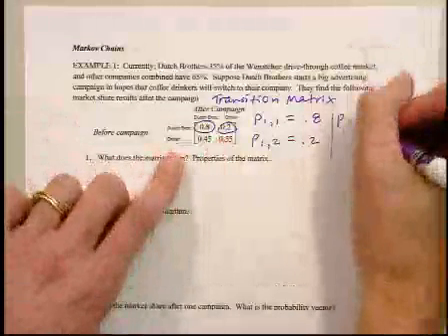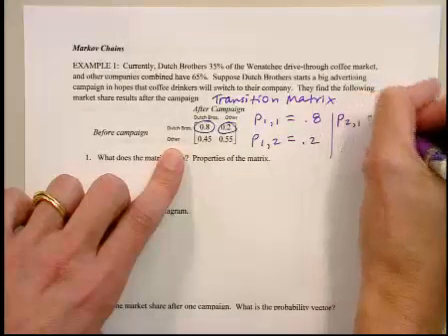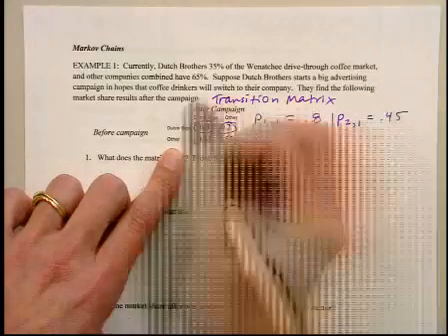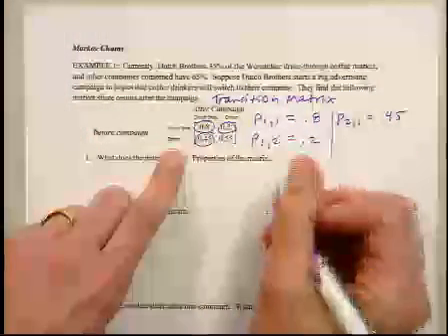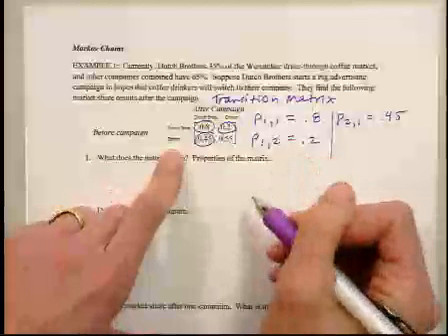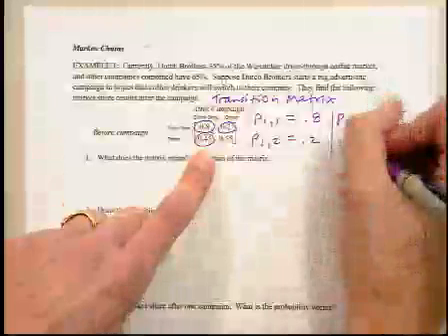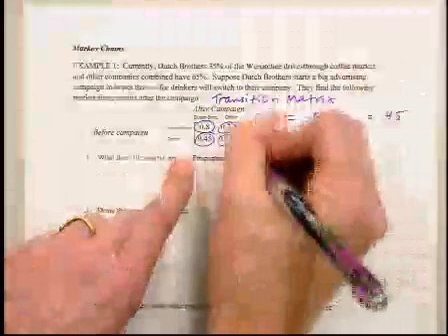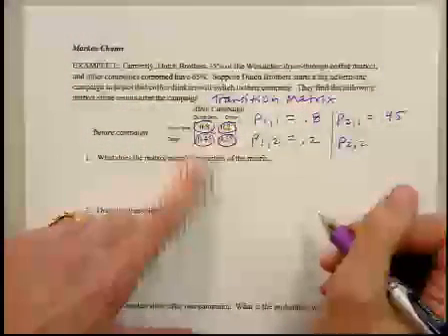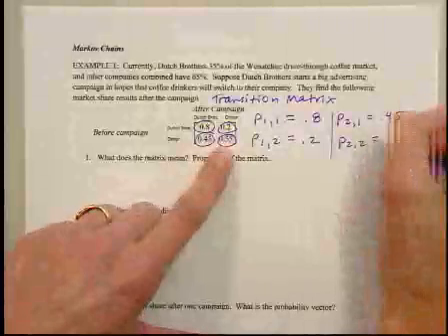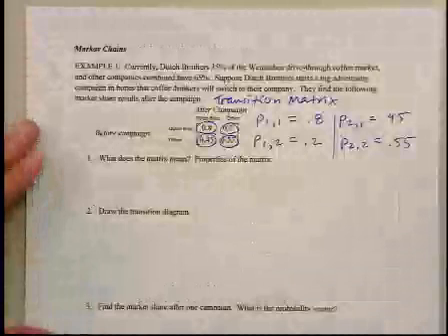Position, let's go to the other column. So that would be row 2, column 1, which is 0.45. So this number says of the customers that went somewhere else to get their coffee last time, 45% are going to switch to Dutch Brothers. And then finally, 0.55, customers that went somewhere else last time, 55% of those customers are again going to go somewhere else. Okay, so this is the transition matrix.